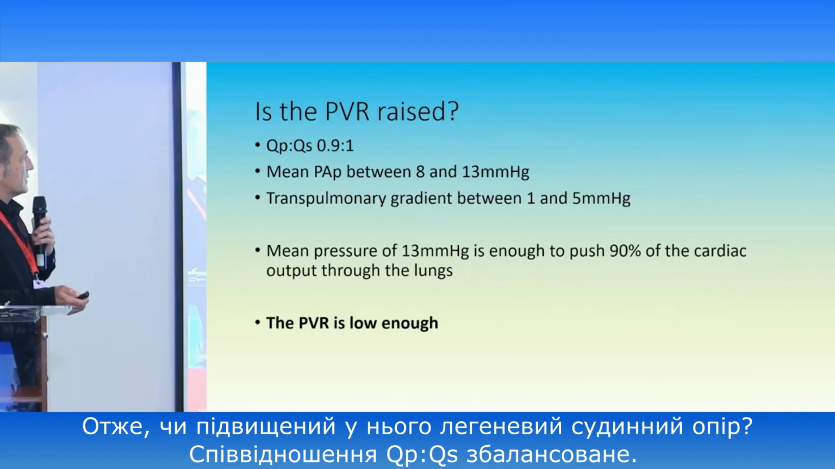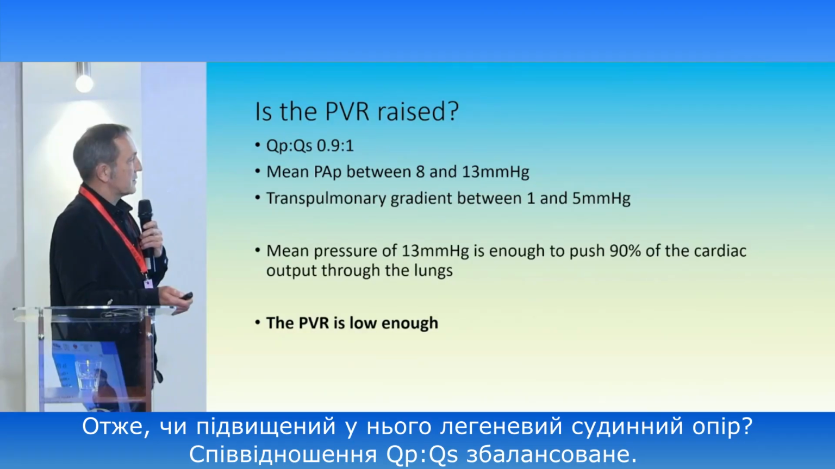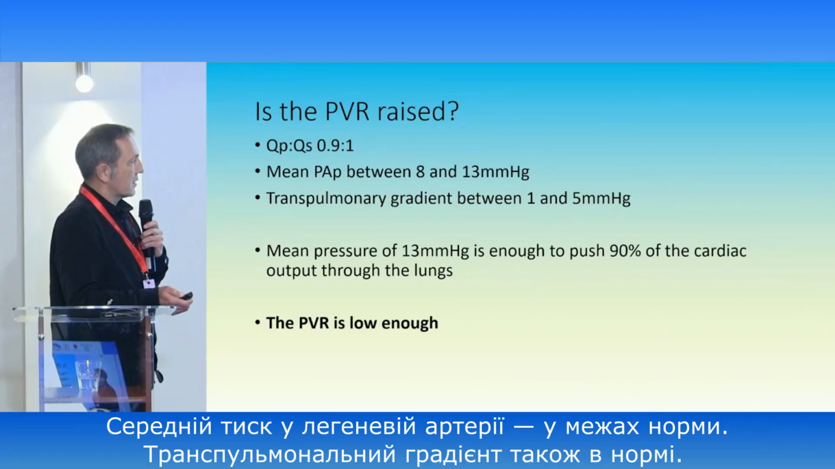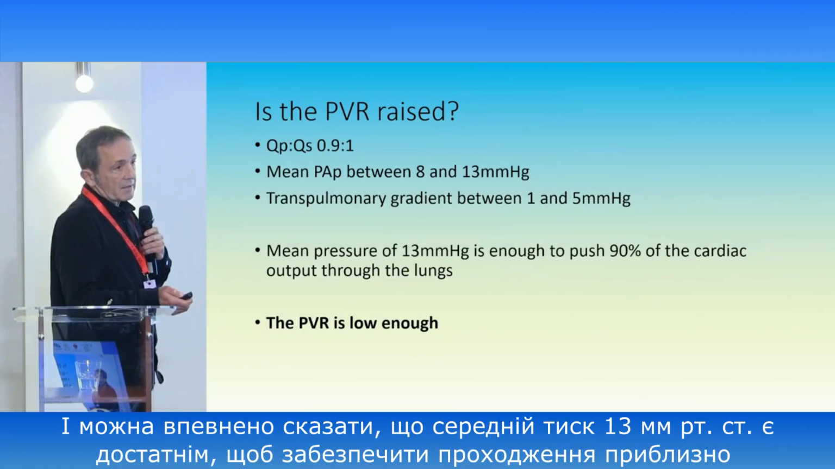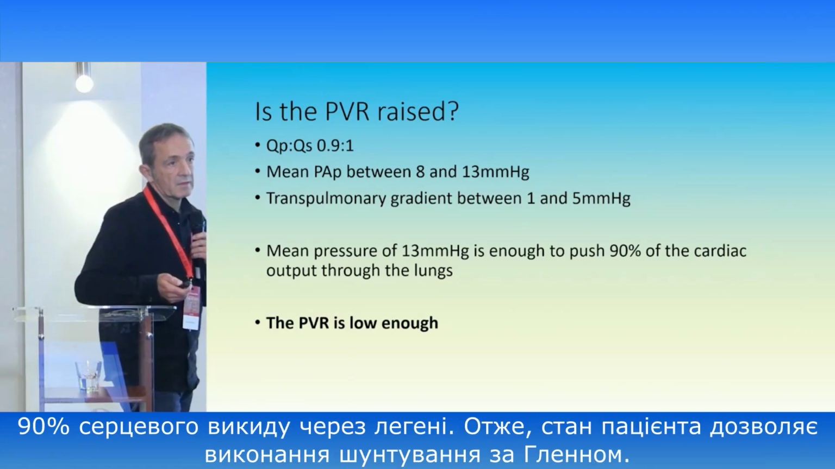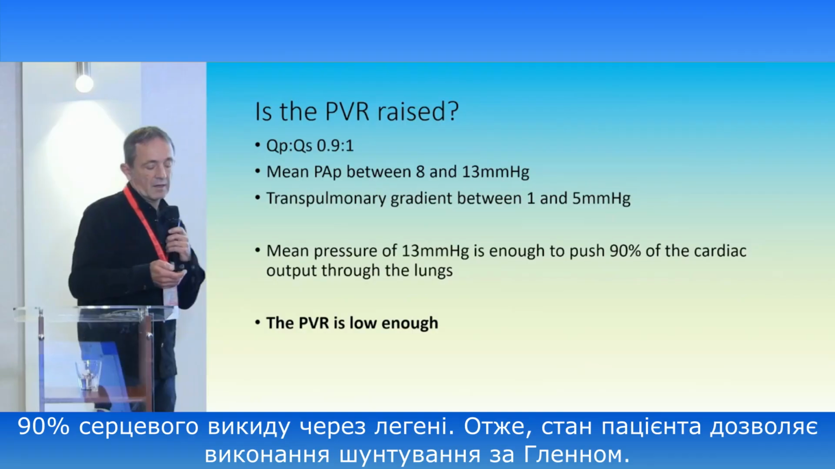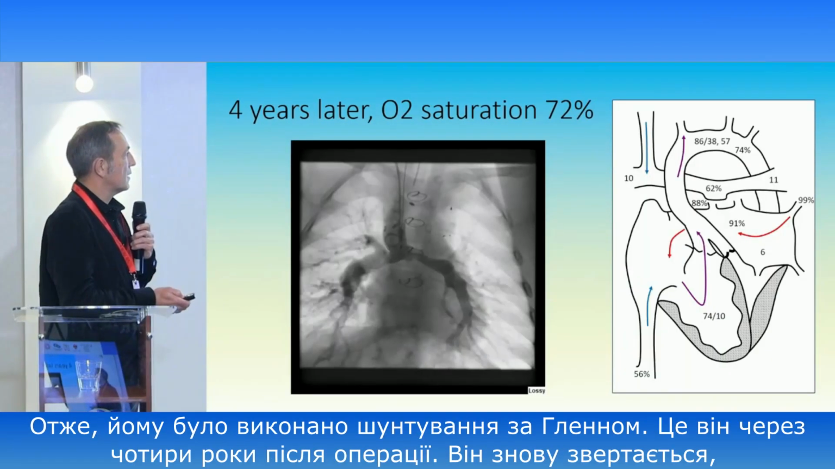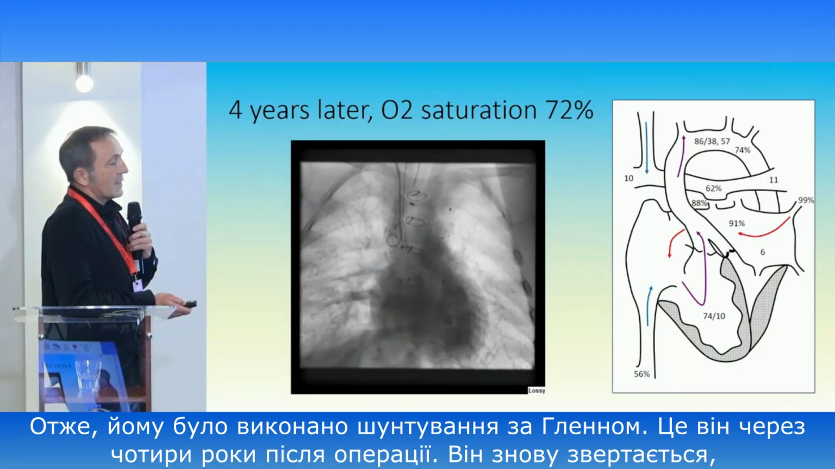So in his case, is the pulmonary vascular resistance raised? Well, the QpQs is balanced, the mean pulmonary artery pressure is okay, the transpulmonary gradient is okay, and what you can certainly say is that a mean pressure of 13 is enough to push 90% of the cardiac output through the lungs. So he's going to tolerate a Glenn shunt. So he went on and had his Glenn.